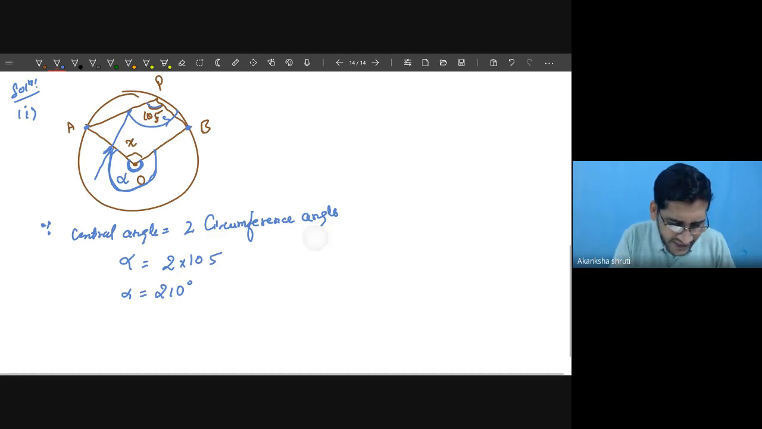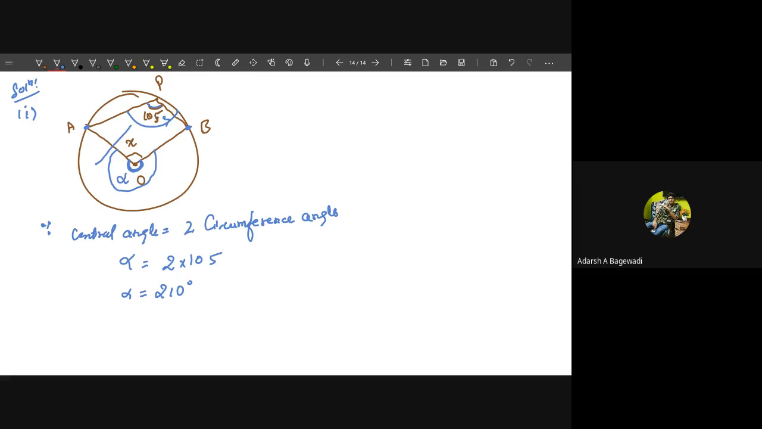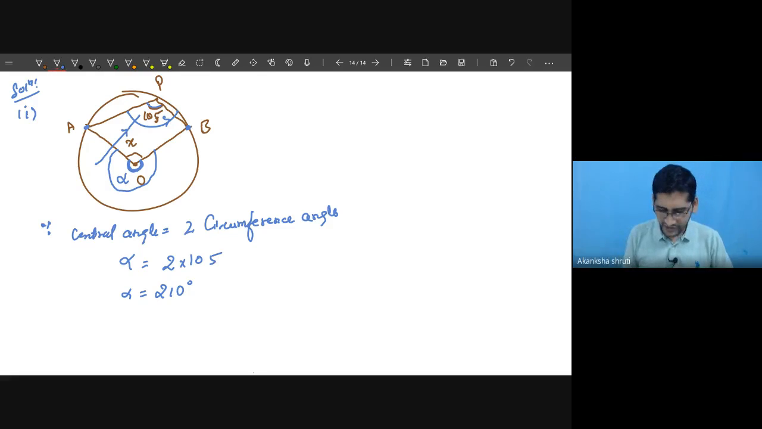How can the X be calculated? Yes, student, can anyone tell me? Then how can this X be calculated? 360 minus 210. Very good.